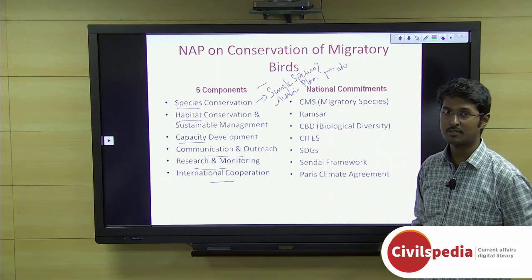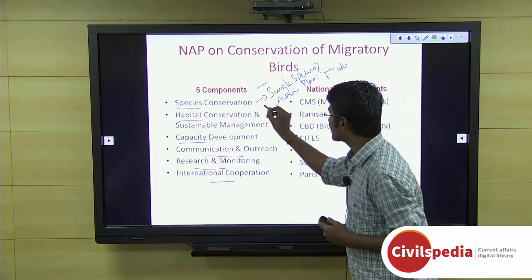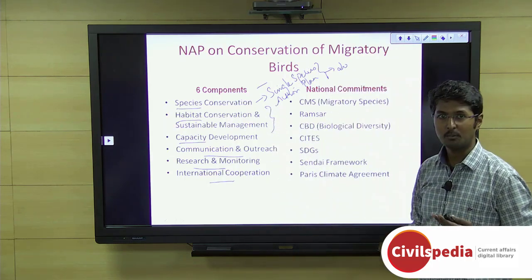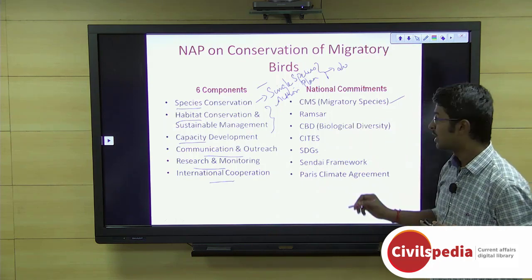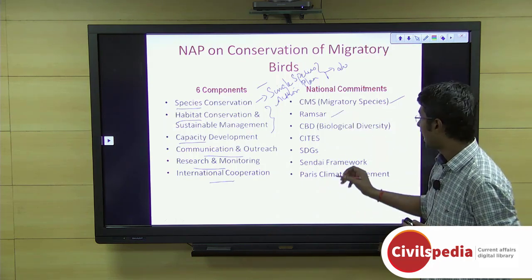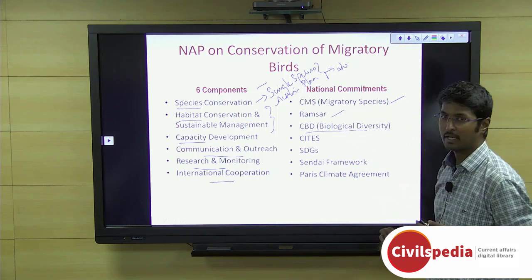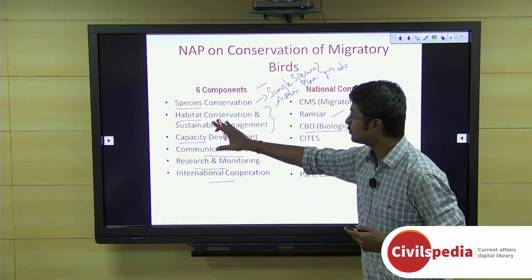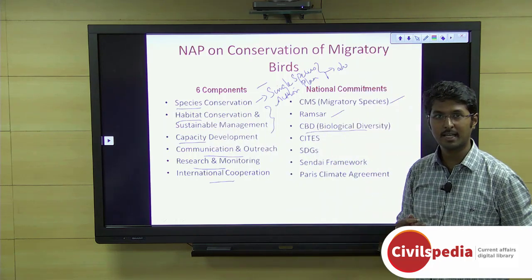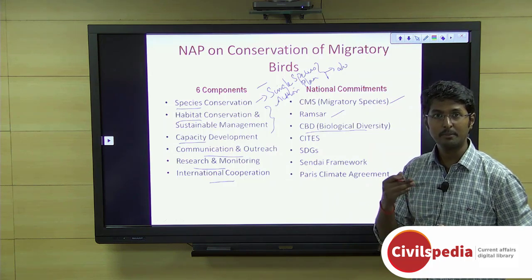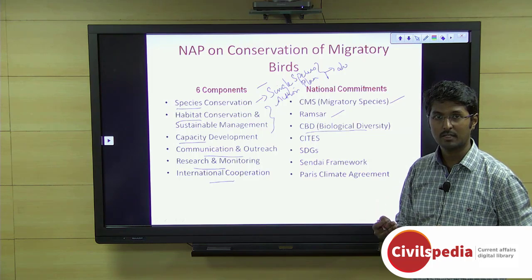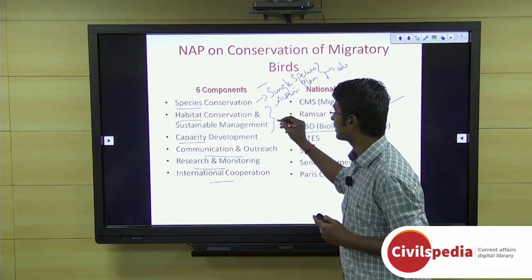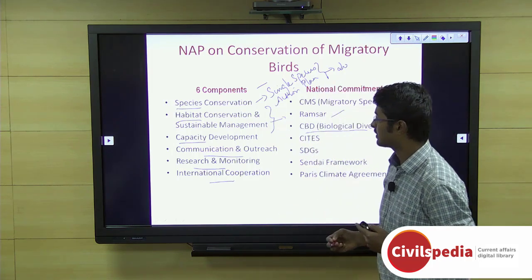Next is the habitat conservation. This action plan also integrates some of the action plans under the conservation of migratory species, the Ramsar wetlands, and the conservation of biological diversity, etc., in order to maintain the habitat. The habitats can either be wetlands, important bird areas, or important protected areas for tigers or any other wild animals for that matter. So this is about the habitat conservation.